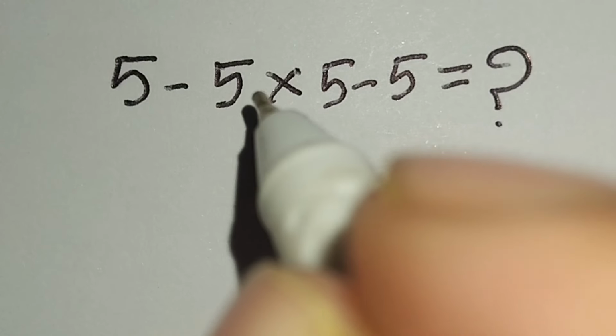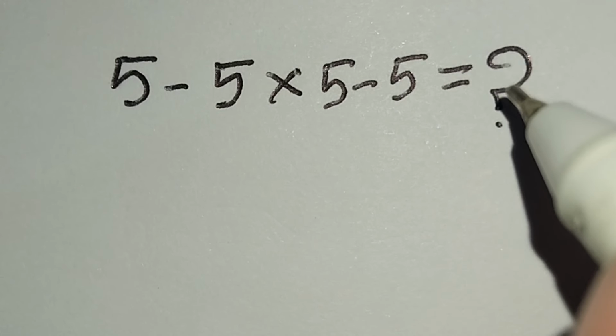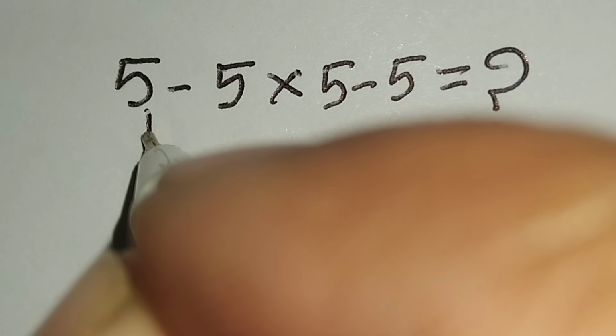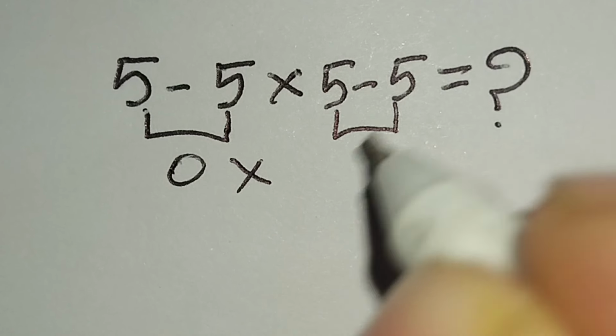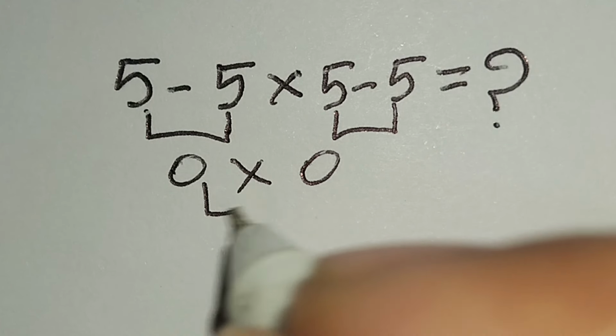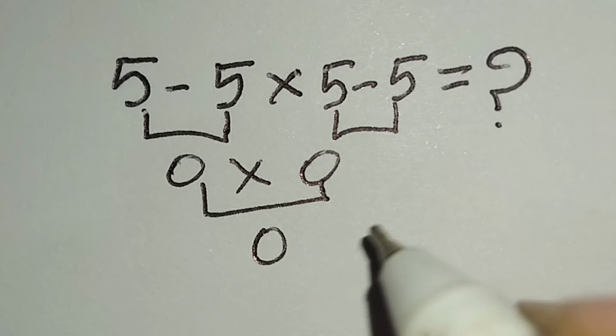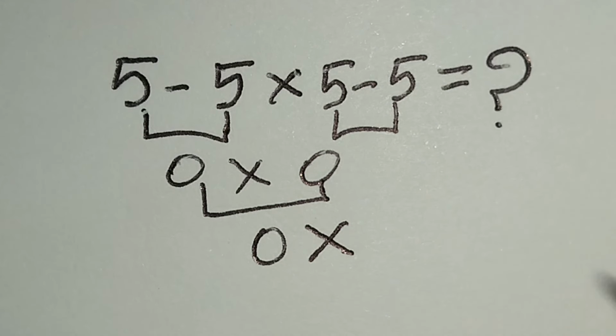5 minus 5 multiply 5 minus 5 is equal what? Here 5 minus 5 gives us 0. Multiply this 5 minus 5 gives us 0. 0 times 0 gives us 0. But this answer is not correct.